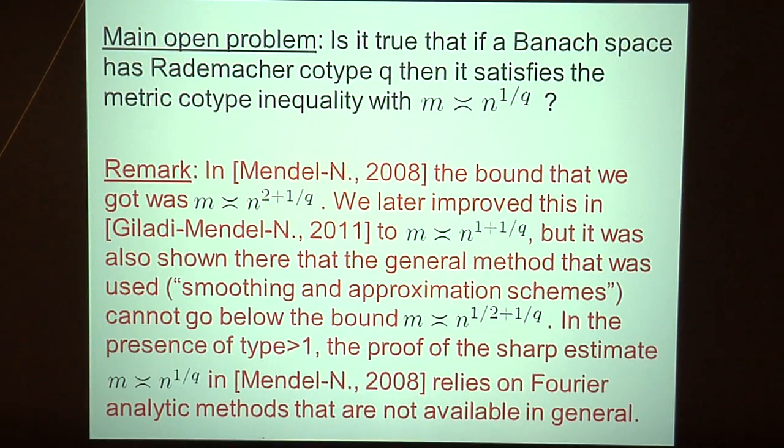And I want to say the main open problem, which, when we explain the applications, you will see why you want to know it. Do we need this additional assumption of type bigger than 1? Is it always true that we can get the best possible M for Banach spaces? So we do not know this.